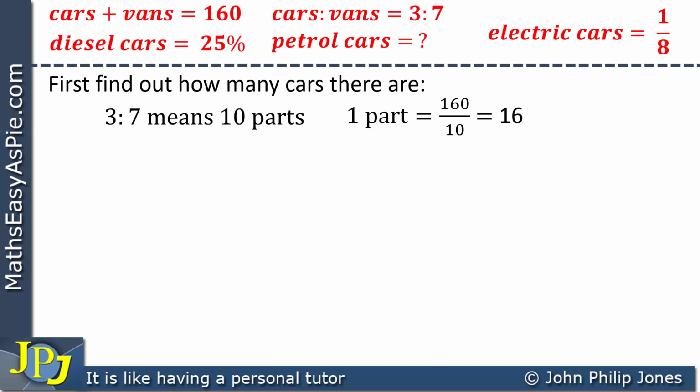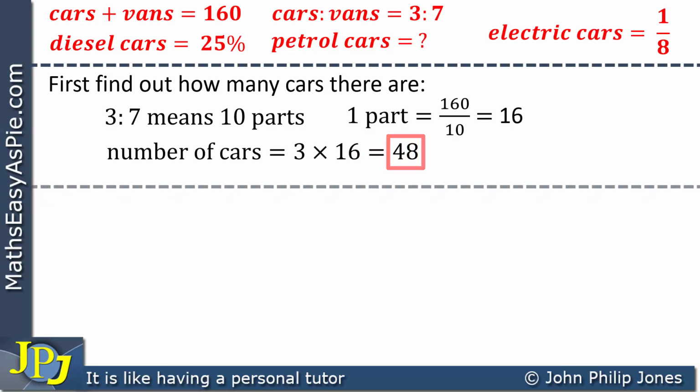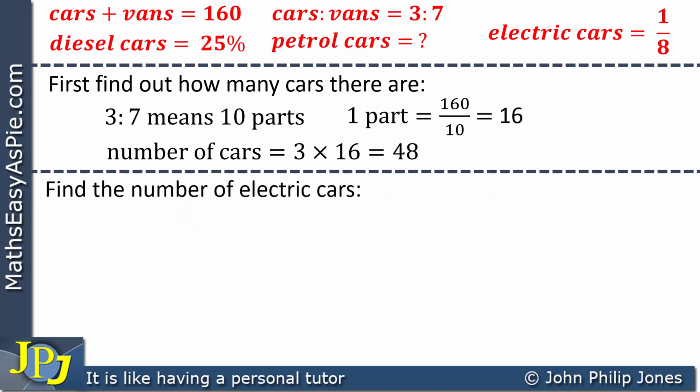So we can see this ratio is telling us that 3 parts out of 10 are cars. So if I use this 3 to multiply this 16, I'll find out how many cars we have got. So let's do that calculation. And you can see here that number of cars is 3 times 16, which equals 48. The next thing I'm going to calculate is the number of electric cars. Now we can see the number of cars is 48, and here 1/8 of the cars are electric. So I will perform the following calculation.